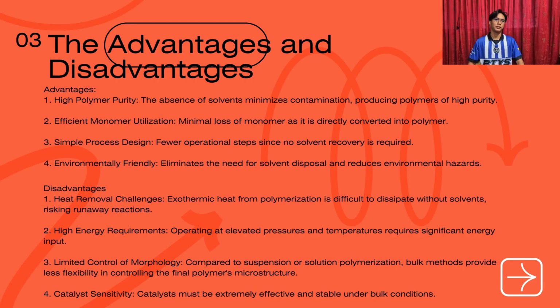And there are the advantages and disadvantages of bulk polymerization. The first advantage of bulk polymerization is high polymer purity. The absence of solvents minimizes contamination and produces polymers of high purity. It also has efficient monomer utilization, with minimal loss of monomer as it is directly converted into polymer.